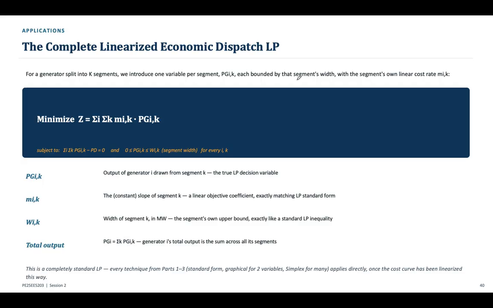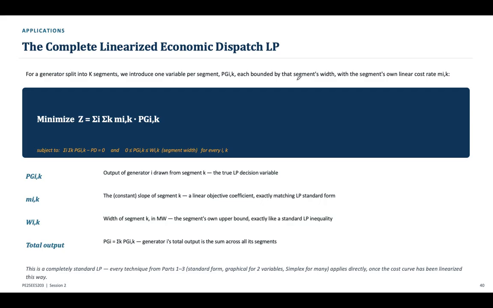So the quality of the approximation depends on how many segments we use and where we place the breakpoints. With more segments, the straight line approximation follows the original curve more closely, but every segment introduces an additional variable into the LP. So the optimization problem becomes larger. With few segments, the model is smaller and faster, but approximation error increases. The important conceptual point is that each segment has constant marginal cost.